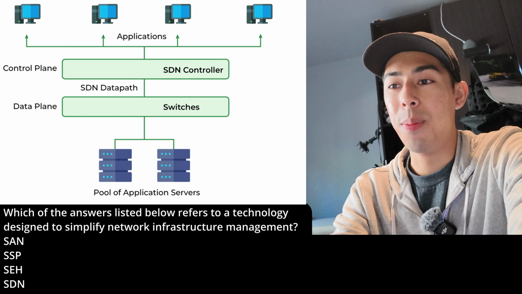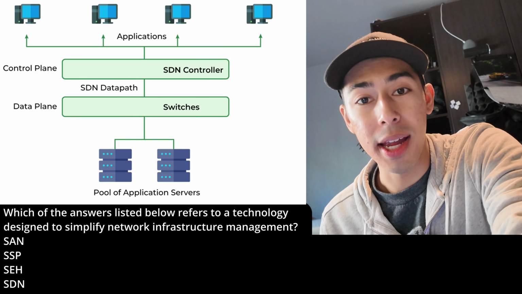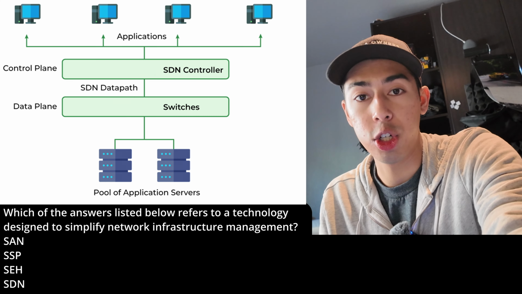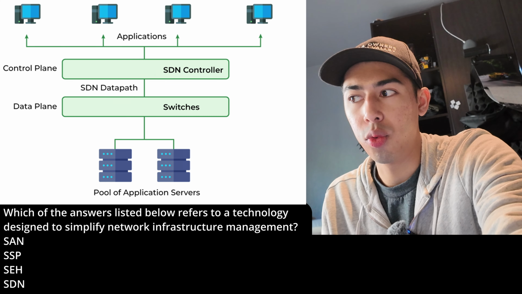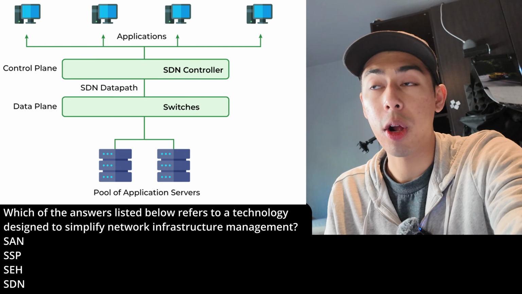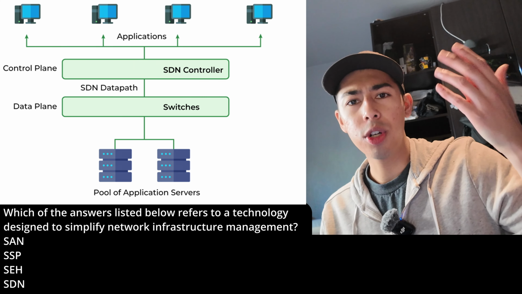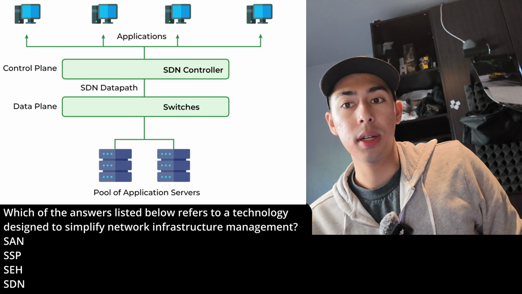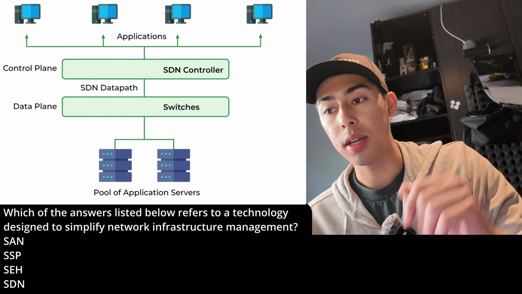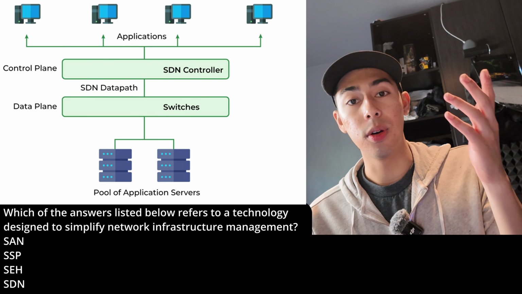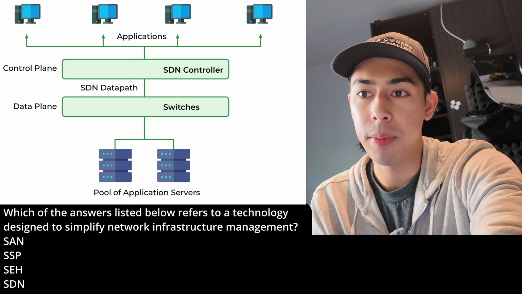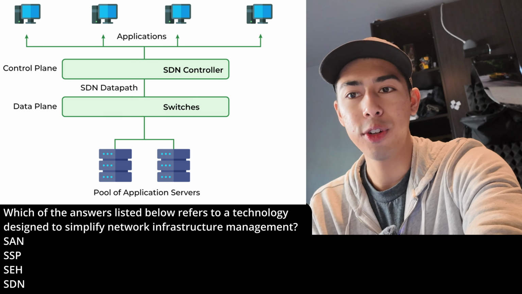I hope I don't sound too sick, but SDN is software-defined networking. It simplifies network infrastructure management, and it's great for being able to make changes while still allowing your clients to work. The other one, storage area network, is for storage. The SSP is service switching point, that's for telecommunications, and SEH is secure event handler. That is for Windows operating system. The correct answer is SDN, software-defined networking, and that is used to simplify network infrastructure management.